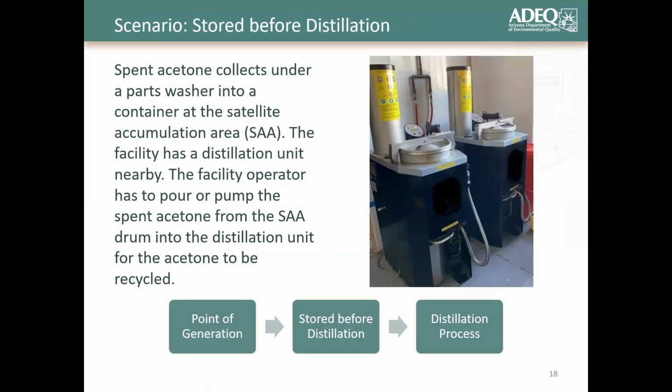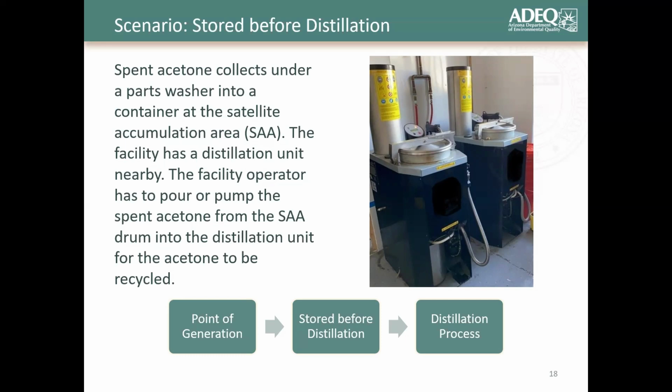Next scenario. Spent acetone collects under a parts washer into a container at a satellite accumulation area, or SAA. The facility has a distillation unit nearby. The facility operator has to pour or pump the spent acetone from the SAA drum into the distillation unit for the acetone to be recycled. Where is the point of generation? It's the satellite container below the parts washer. What is the waste at this point? A spent material. What do they plan on doing with the waste? They plan on reclaiming it in a distillation unit.